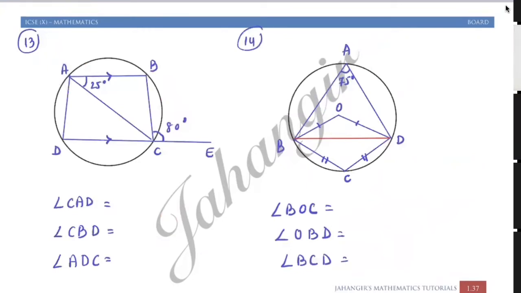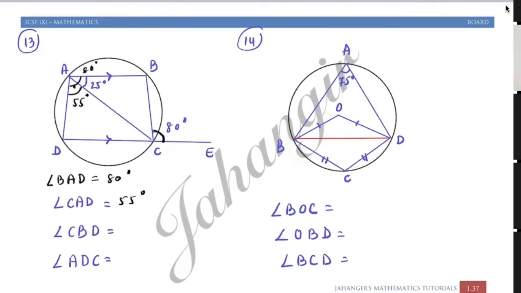Question number 13, AB is parallel to DC. Angle BCE is given as 80 degree. This is 80 degree. We have to find angle CAD. So we all know that BCE is an exterior angle which is equal to angle BAD. BAD is equal to 80 degree. If angle BAD is 80, so this angle will become 55 degree.